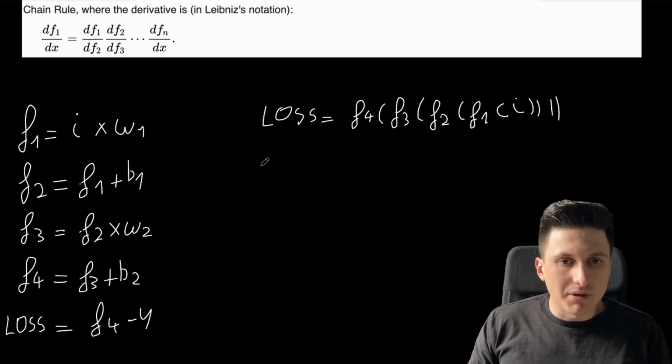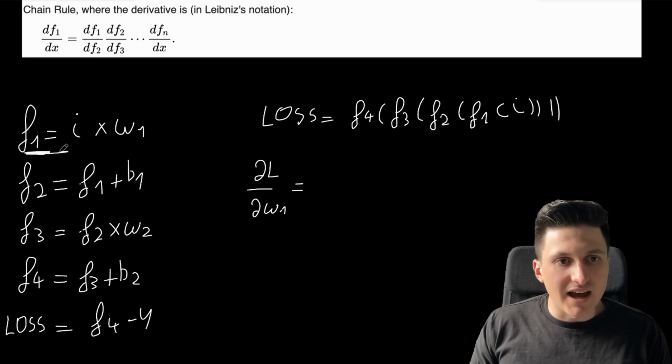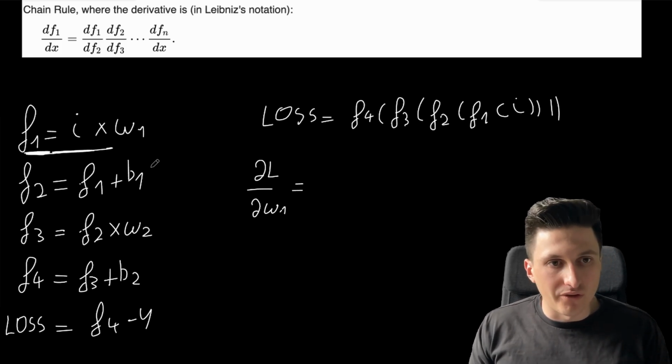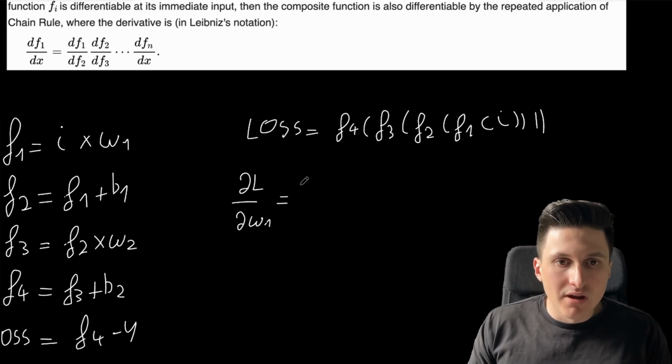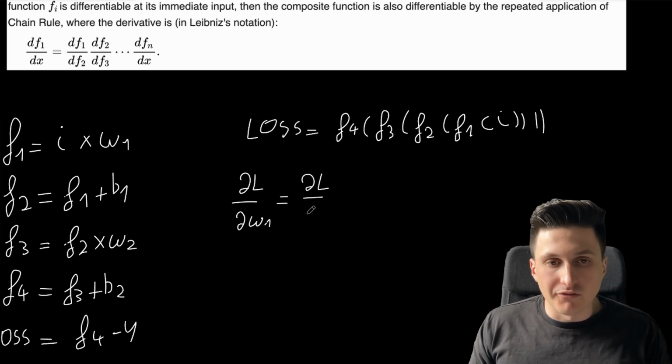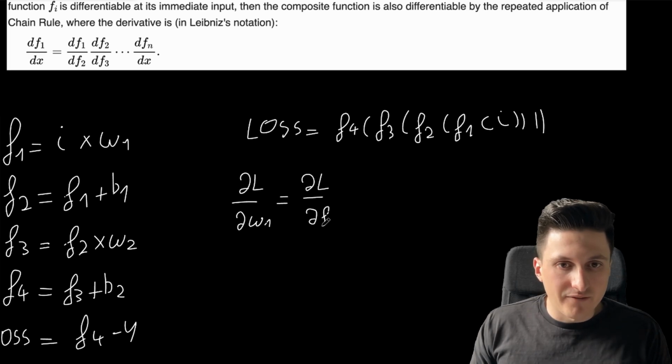So let's now just apply the chain rule to calculate how much the derivative of the loss is with respect to, for example, w1. And we know that only this f1 actually depends on w1, and the rest depend on it indirectly. So we apply the chain rule and first need to calculate the derivative of the loss with respect to f4. Then the derivative of f4 with respect to f3.